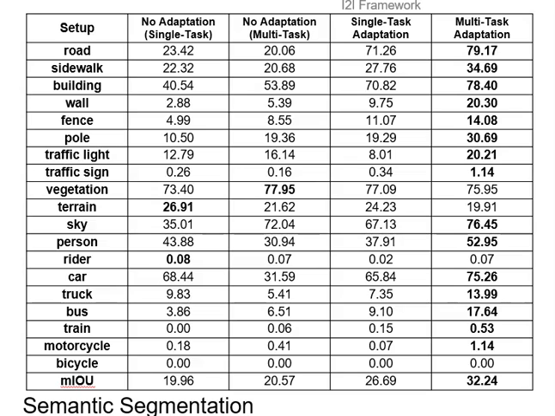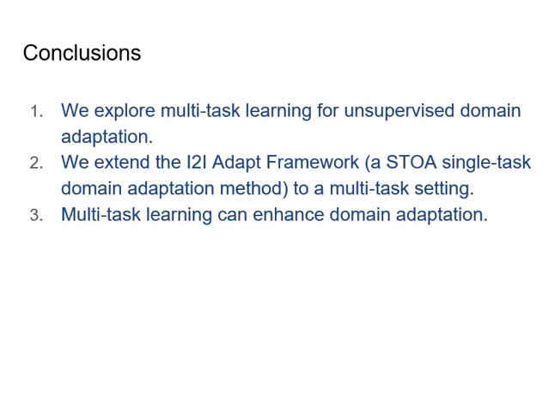The results for semantic segmentation are consistent with what we have observed in image classification. So we conclude that multitask learning can enhance domain adaptation.